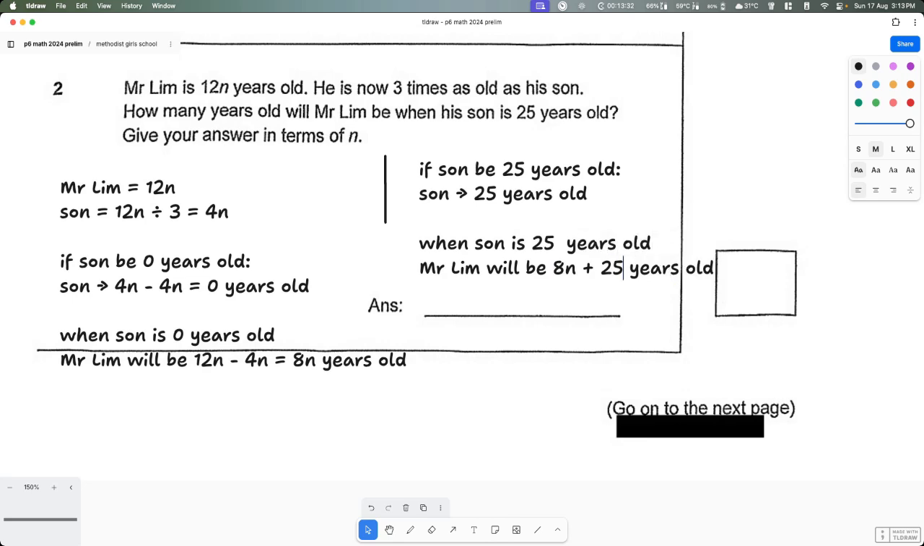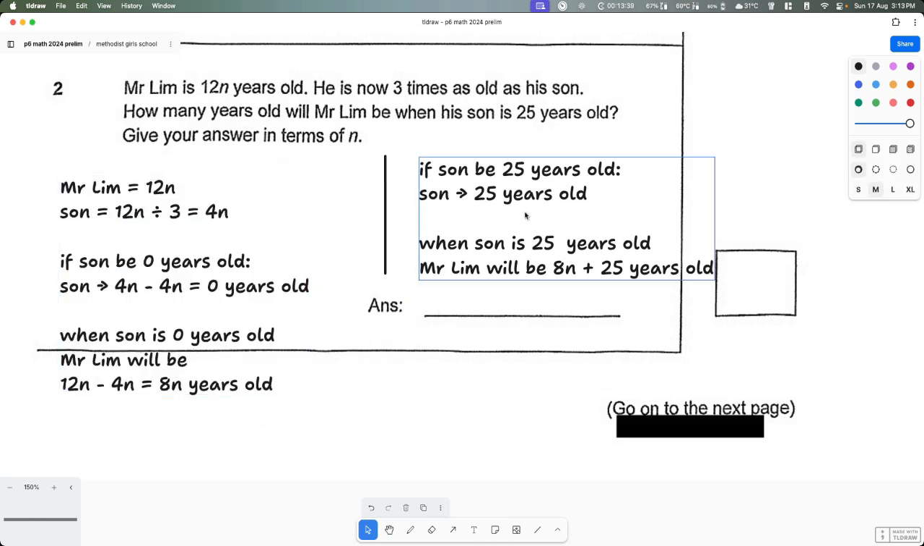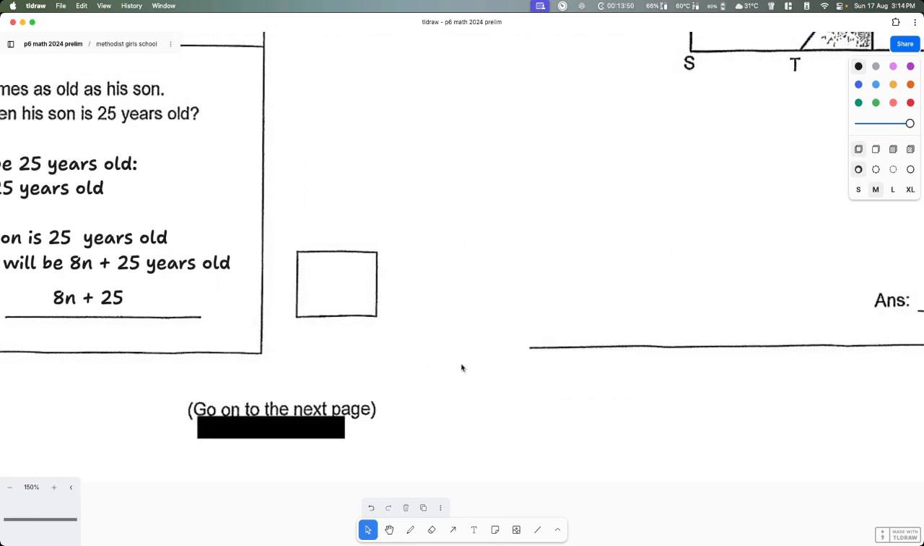So the answer to this question is this one. There you go. 8n plus 25 years old. There you go. All right, so let's move to the next question.